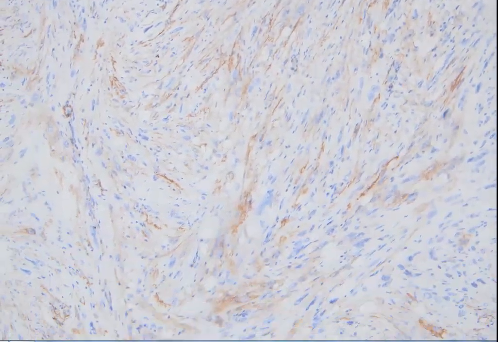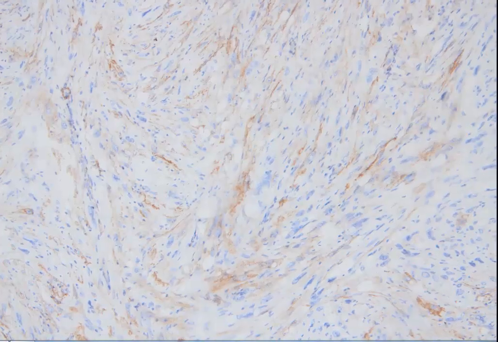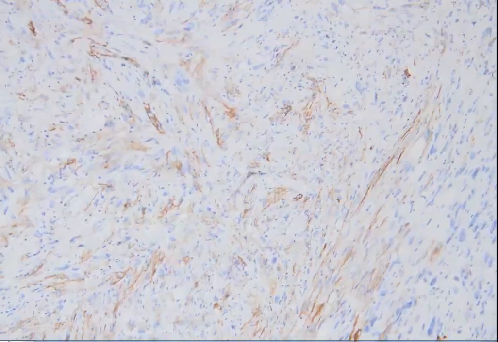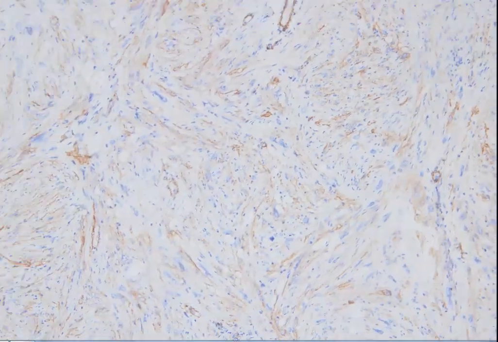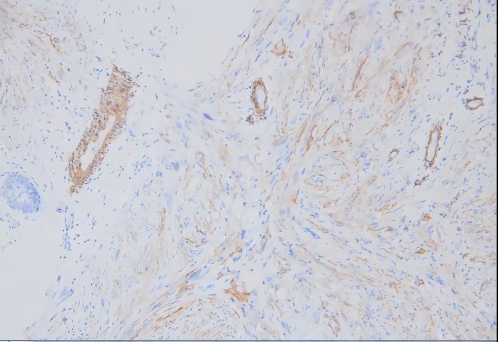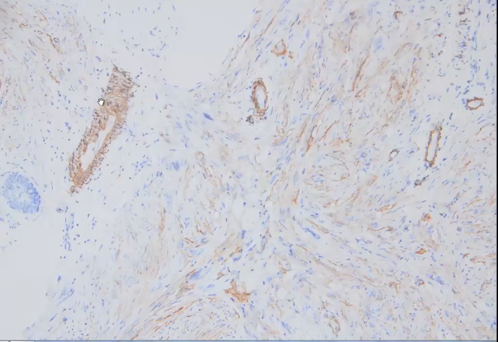We also have SMA and H-caldesmon, because we have these intersecting fascicles resembling leiomyosarcoma, and leiomyosarcomas can be seen in the dermis also. Here we have SMA expression in a myofibroblastic fashion. As you see here, the vessels show block-type expression, which is characteristic for smooth muscle.